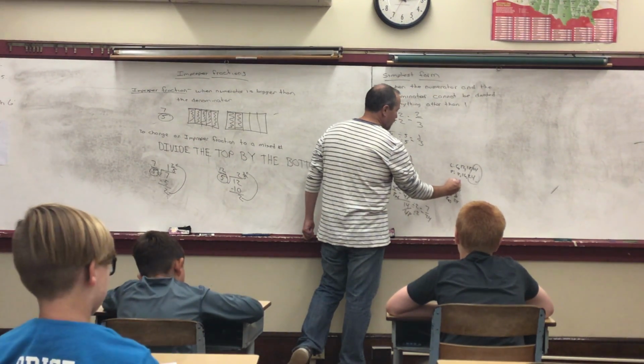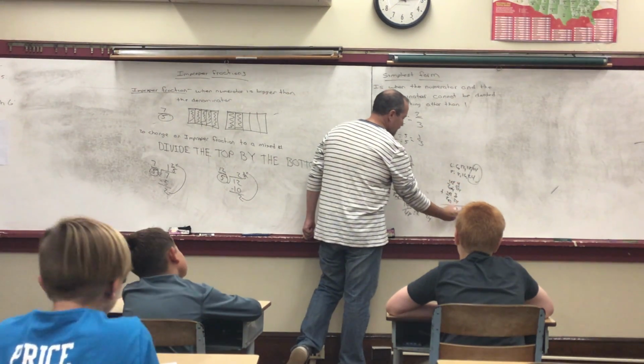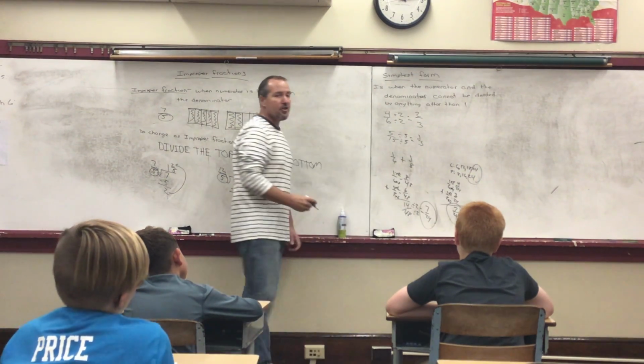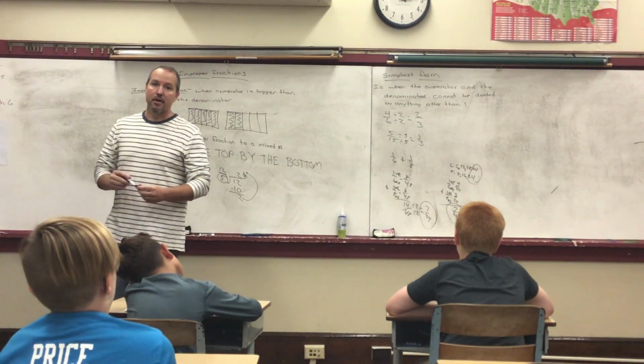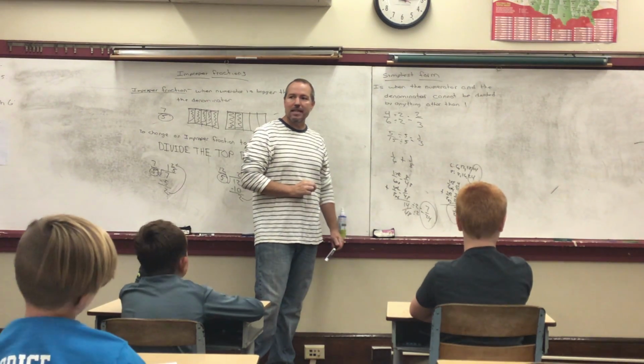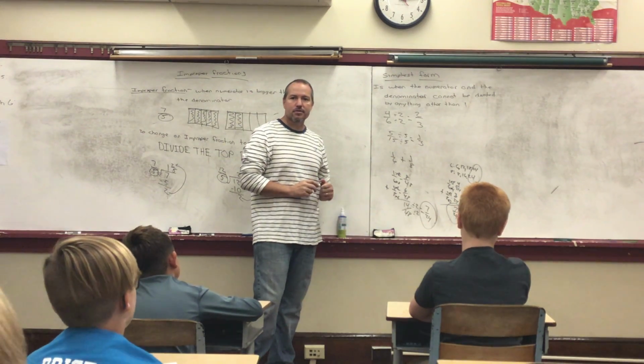6 times 4 is 24. Take the top times 4. 1 times 4 is 4. Add them up. 4 and 3 are 7 over 24. And you see we got the same answer. But because we did not use the least common denominator, we had to reduce this fraction.